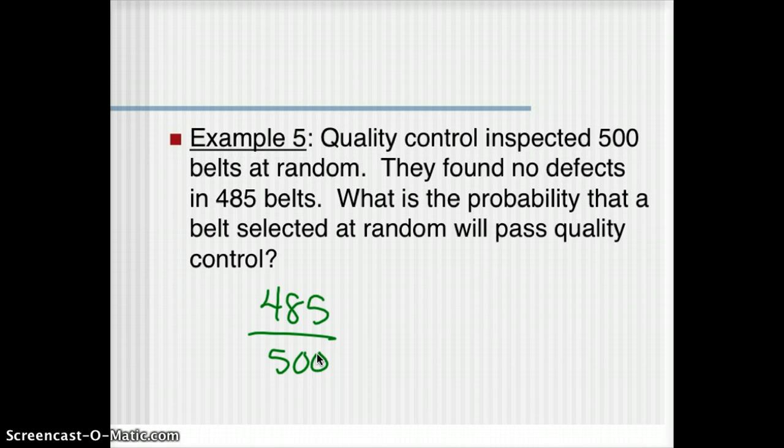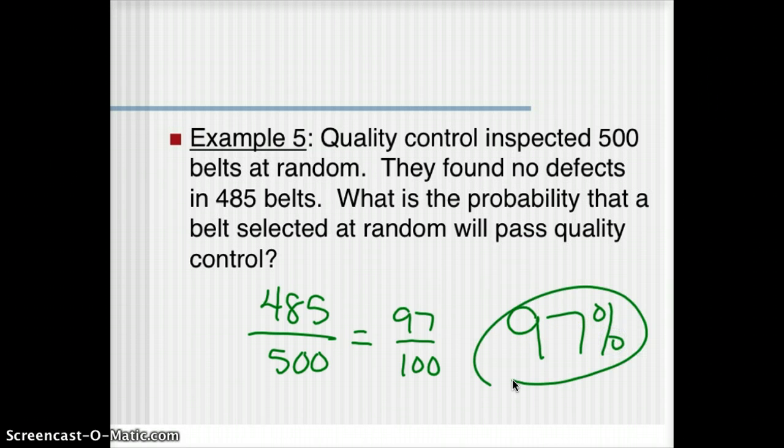So 485 out of 500, and it would be a really good idea for me to reduce that. Okay, I could divide them by 5. I'm going to get 97 out of 100. So 97 out of 100 is okay. This one's a nice problem for a percent since it's already out of 100. 97% chance that this belt's going to pass quality control. And that's out of an experimental probability.